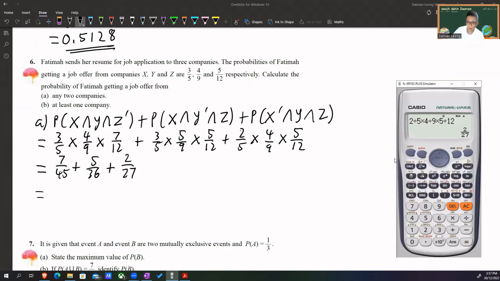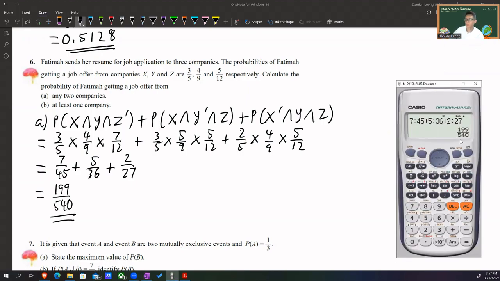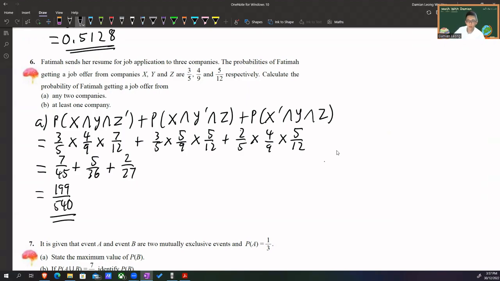So I plus them all together. 7 over 45 plus 5 over 36 plus 2 over 27, and I get 199 over 540. Okay. So in a sense it's similar to before, but there are 3 different things to consider now. But the principle is the same.